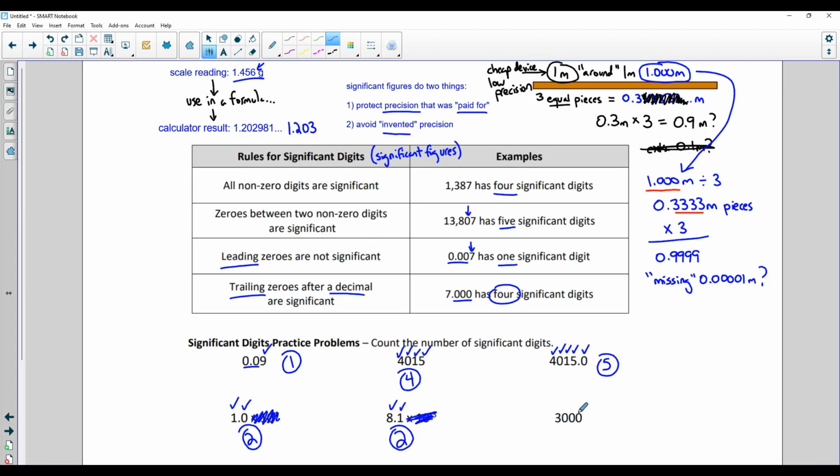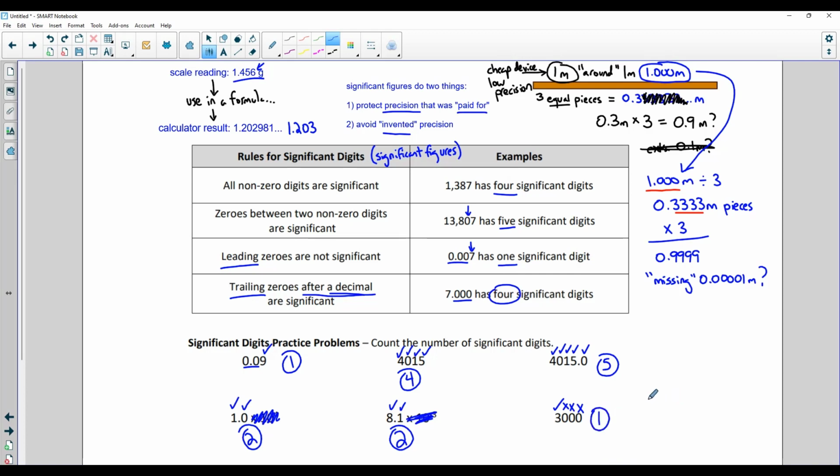And then over here, now this one's kind of tricky. The 3 counts for sure. And you might think these are trailing zeros, but the rule says trailing zeros after a decimal are significant. And so none of these digits right here count as significant digits. So that's going to be 1 sig fig.